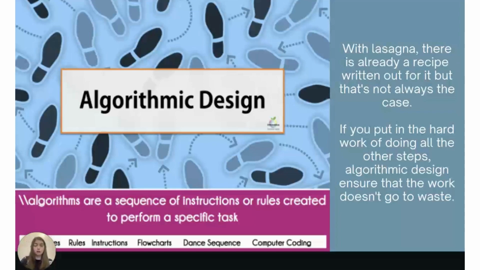So we want to make sure that if our students are putting in all of the hard work to do the decomposition and recognize those patterns and abstract the important information, this step ensures that they're not putting all of that work to waste. They're able to write out, these are all the things that I learned, writing their own recipe at the end from what they've learned through all of these other steps of the process.